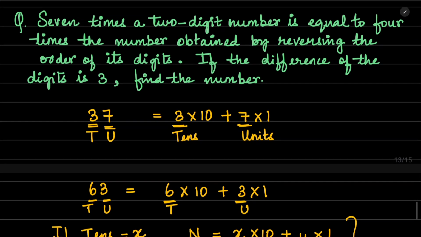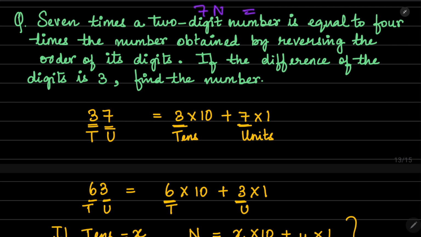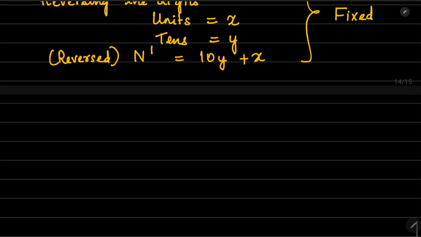Now coming to the question, the very first line: 7 times the two-digit number, that is 7 times n. 7n is equal to 4 times the number obtained by reversing the order of the digits, which is n dash. So according to the question, 7 times the two-digit number is equal to 4 times the number obtained by reversing the digits.